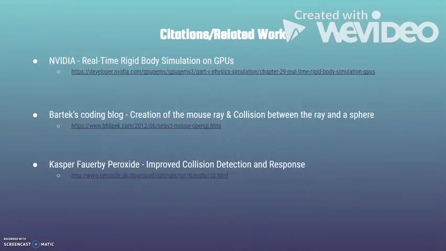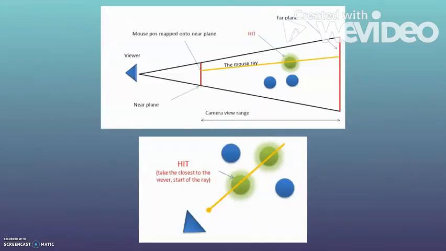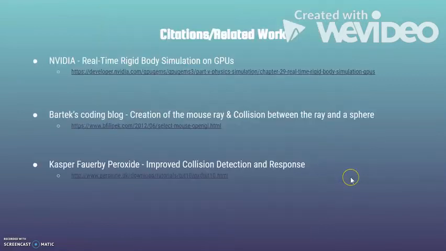Now, here are some of the main citations that I used when creating this project. The main ones being NVIDIA's chapter on real-time rigid body simulation. Another big one being Bartek's coding blog, which helped me learn about creating the mouse ray and detecting a collision. So you can see here, when the user clicks on the screen, it projects a mouse ray from that position, which then is drawn and finds the first nearest sphere from that ray. Another helpful tool was Casper's paper on collision detection, which tied together nicely with this one here.